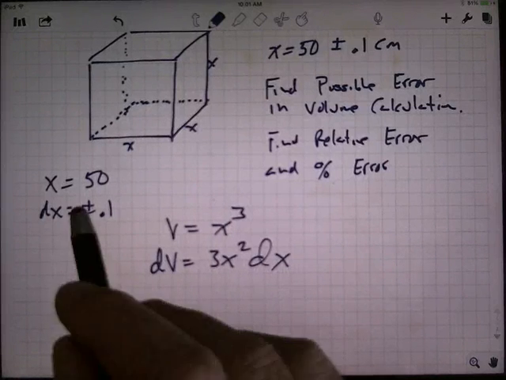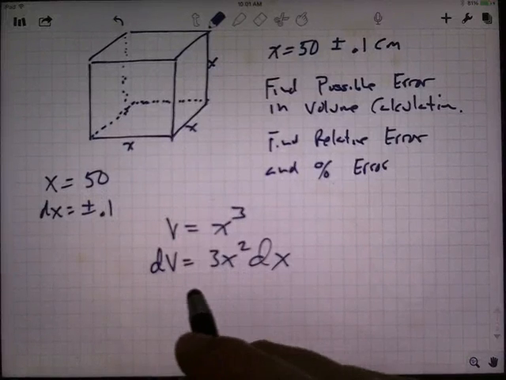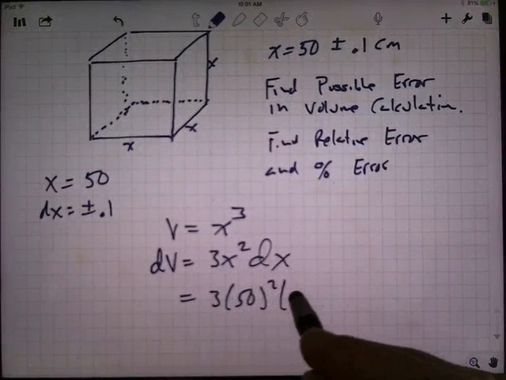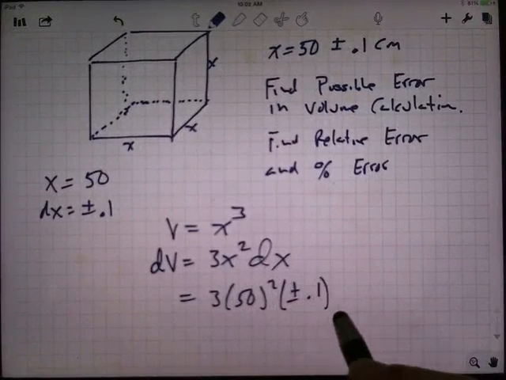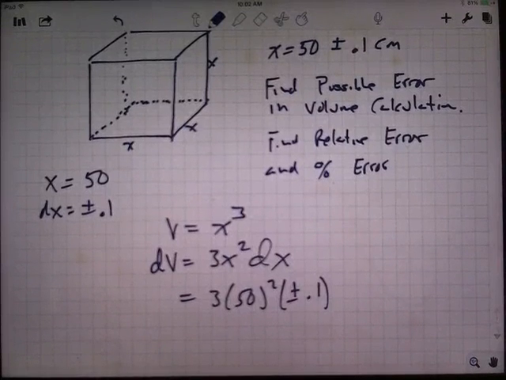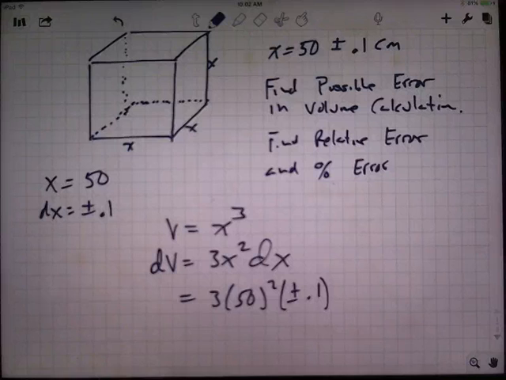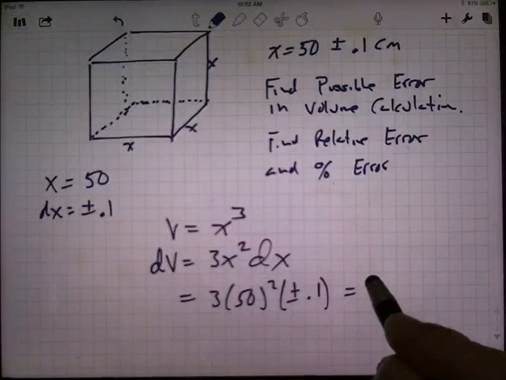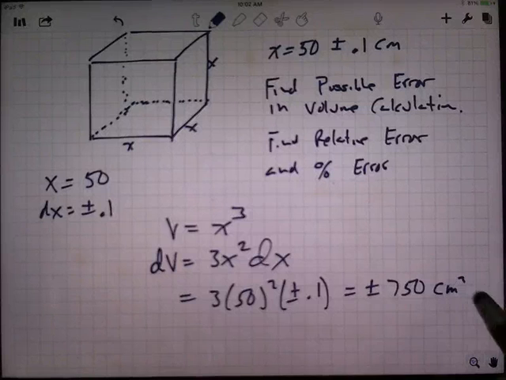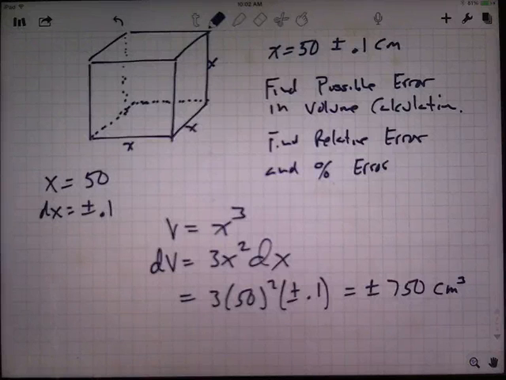So looking at this now, x is equal to 50, so plugging in, I've got 3 times 50 squared, and the dx is plus or minus 0.1. I type that into my calculator: 50 squared times 3 times 0.1 is plus or minus 750 cubic centimeters. Now that may seem like a fairly big error, but how big is it really?